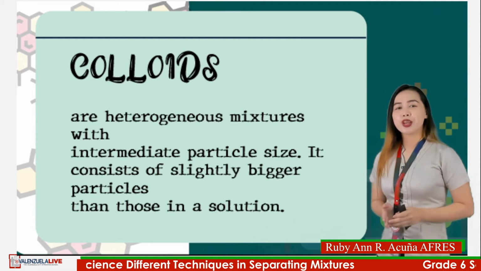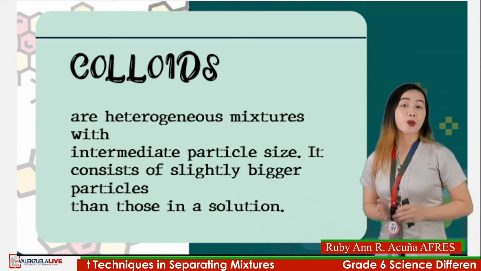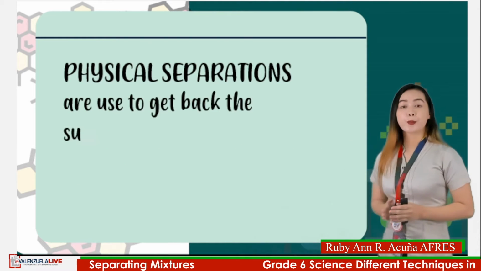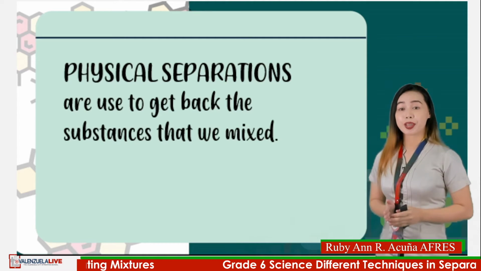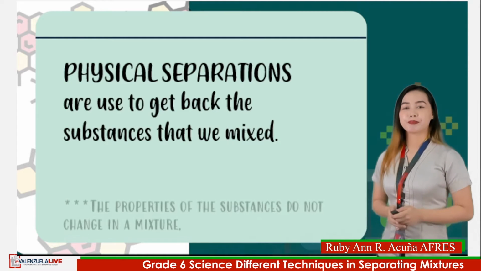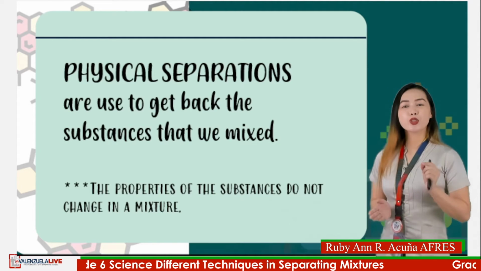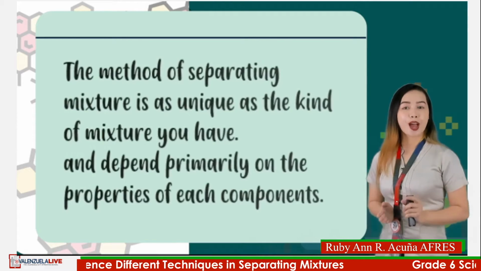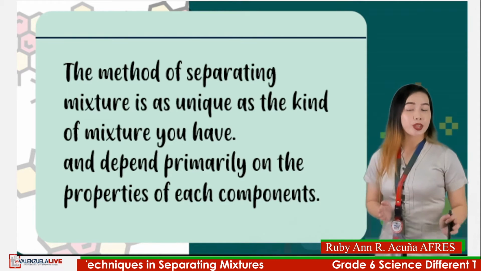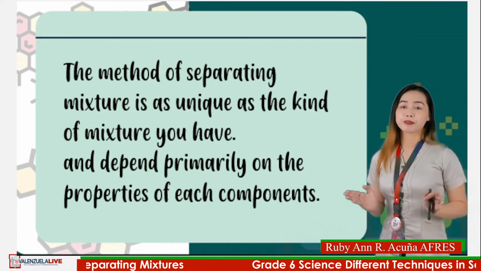When it comes to mixtures, the thing you should remember is that you start with some pieces of substances which you may combine. And then later on, we can use some techniques called physical separations to get back the substances in the mix. The properties of the substances do not change in a mixture. The method of separating mixtures is as unique as the kind of mixtures you have and depends primarily on the properties of each component. However, not all mixtures are easy to separate.